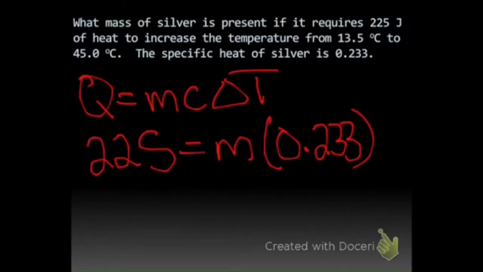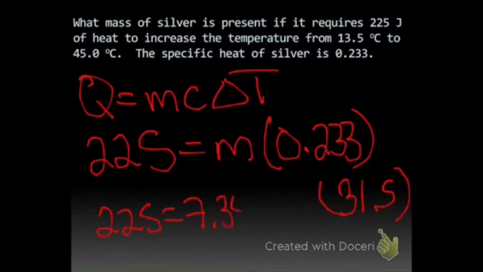31.5. So I'm going to multiply that by my specific heat, and that equals 7.34. Don't forget your M. 7.34 times the M. So we need to get rid of the 7.34: 225 divided by 7.34 gives us 30.65. 30.65 grams. And that's the mass of the silver.